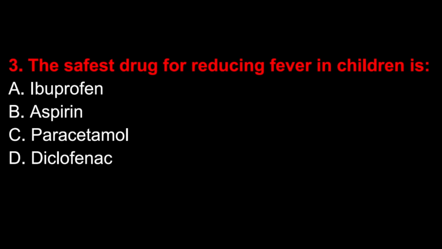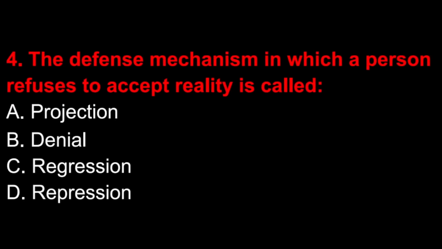Question number 3. The safe drug for reducing fever in children is. Correct answer is option C, paracetamol. Question number 4. The defense mechanism in which a person refuses to accept reality is called. Correct answer is option B, denial.